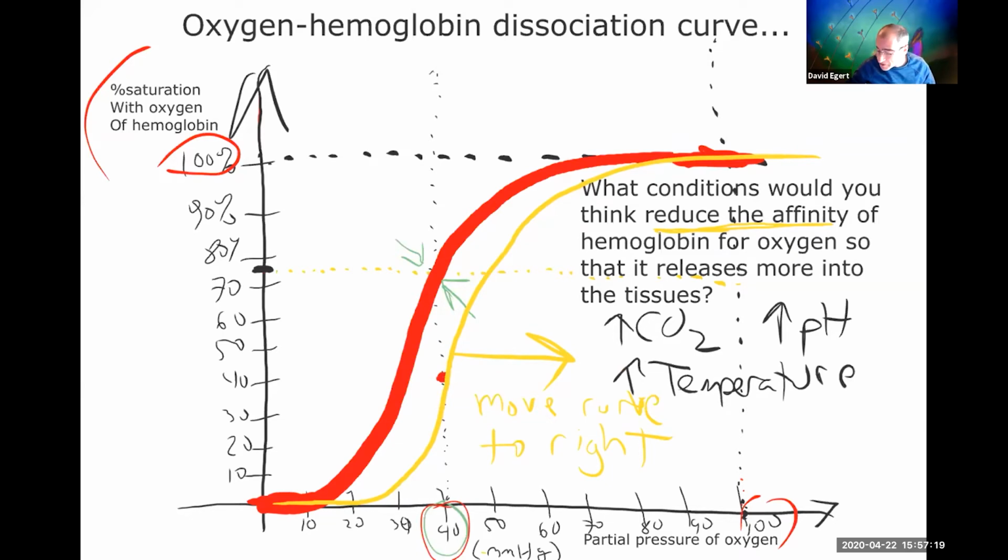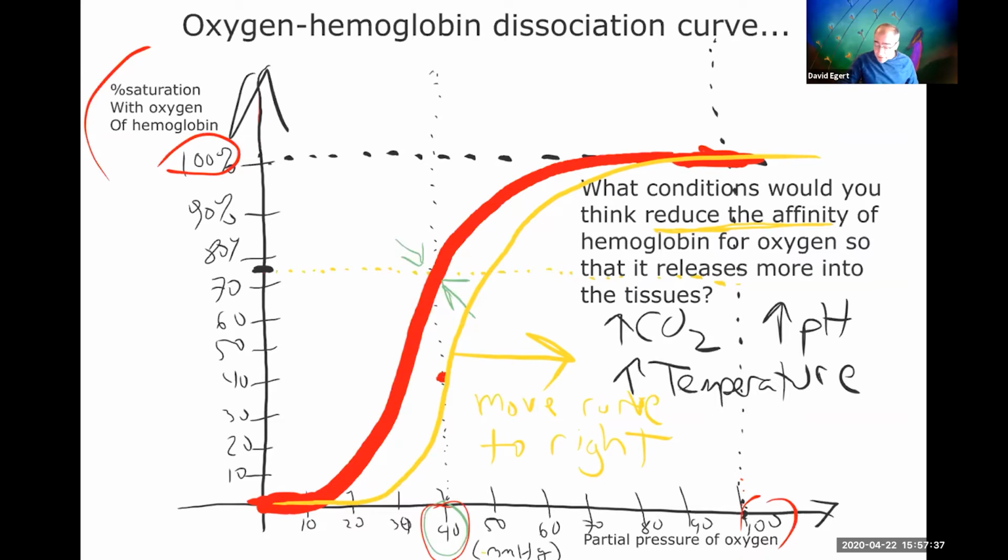So increased temperature in the tissues is another sign that there's increased metabolic activity. That's going to cause the hemoglobin to let go of oxygen more easily, decrease affinity, and therefore allow more oxygen to enter into the tissues.